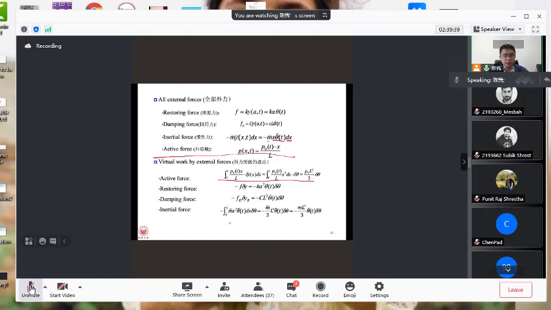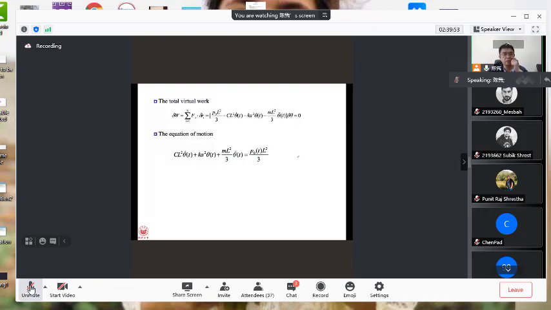And similarly, you can get it for the restoring force and also for the damping force. And for the inertia force, because it is distributed mass, you also need to do the integration from 0 to L. All these things should be balanced, so they should equal 0. You can put all these things together, then they equal 0. Because this stands for any time instant, the virtual displacement cannot be 0, so you can divide by it. Finally, you can get the equation of motion for this system.